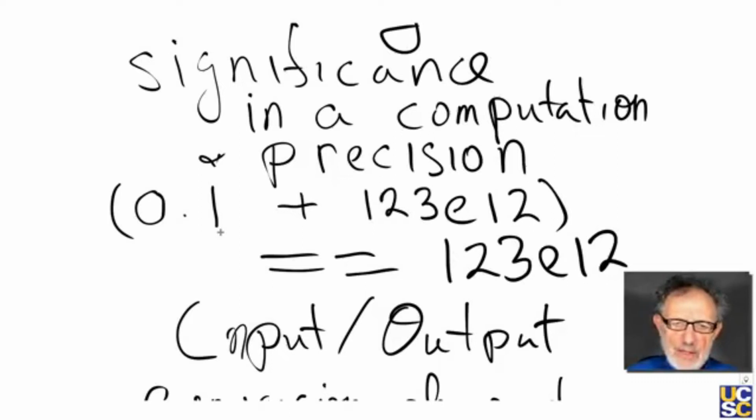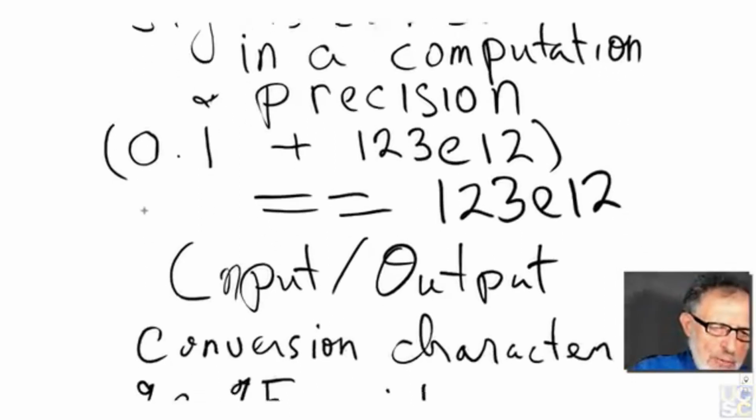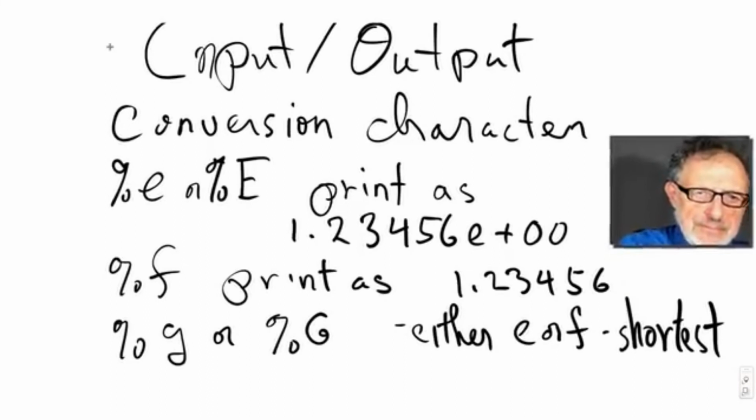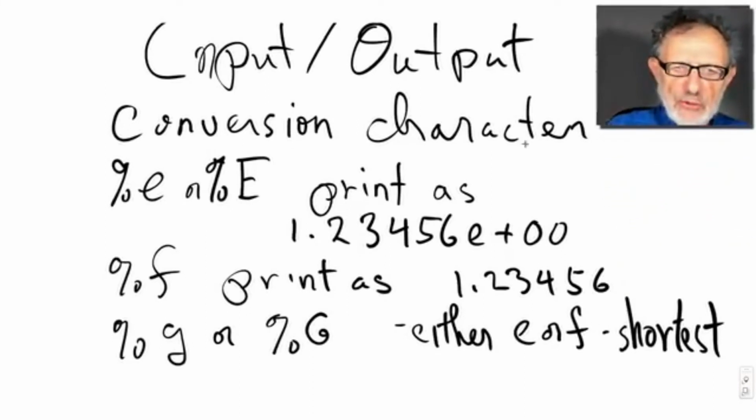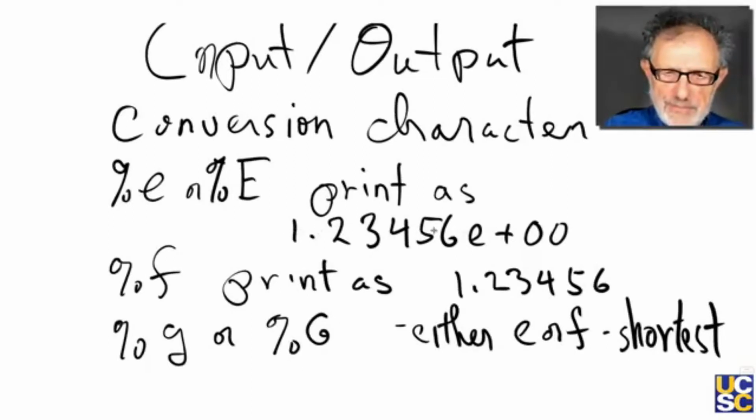Okay, finally, we also want to know how to do input and output with these floats. So that means we want to know about conversion characters, and we have a selection available. We can use percent lowercase e or percent uppercase E, and then it prints as a number with a fraction and an exponent part. Or we can have a percent f and it prints as a number written out but without the exponent.